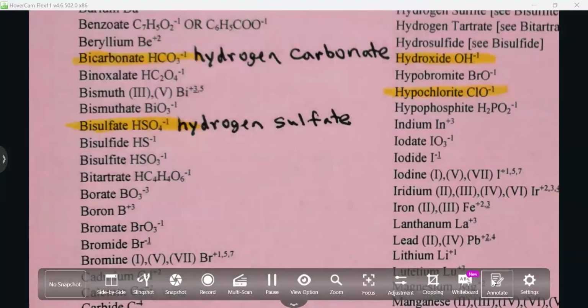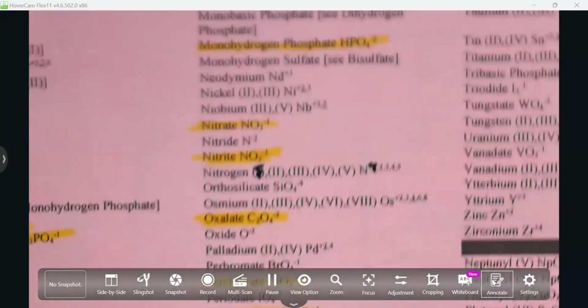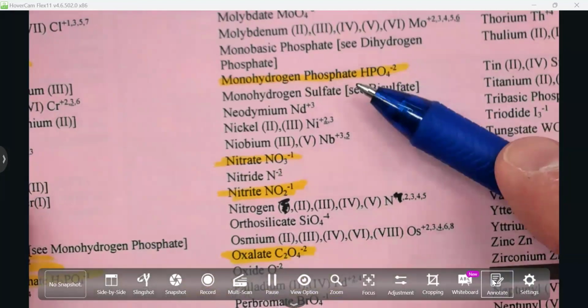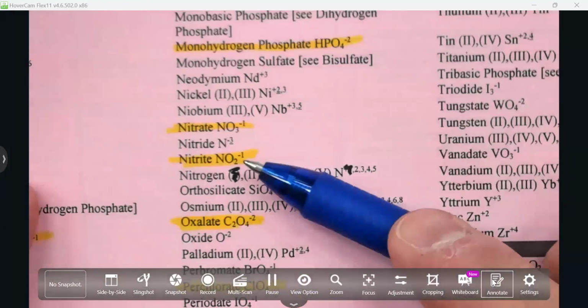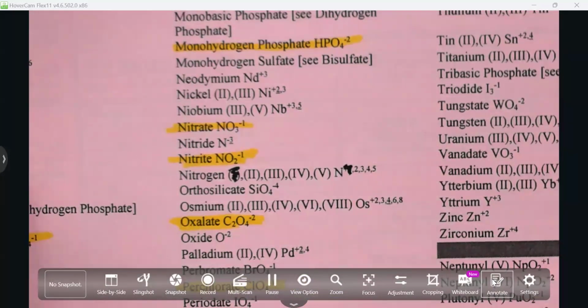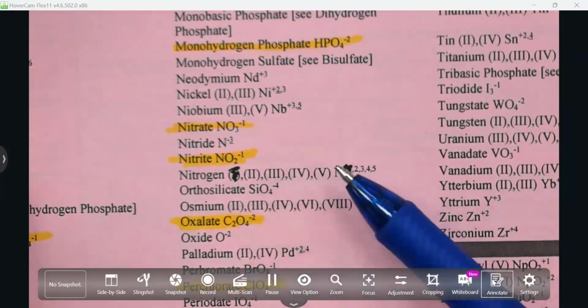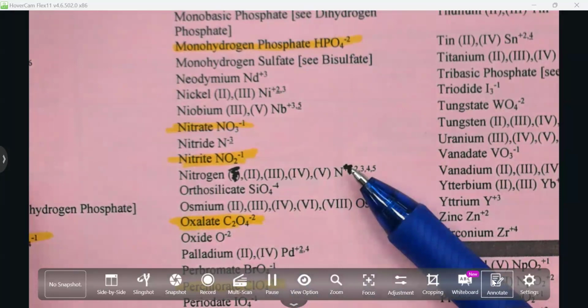All right, let's continue down the middle then. Down here, we should have monohydrogen phosphate, nitrate, nitrite. Get rid of nickel, or excuse me, nitrogen.